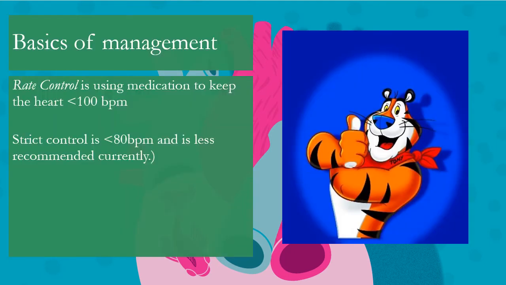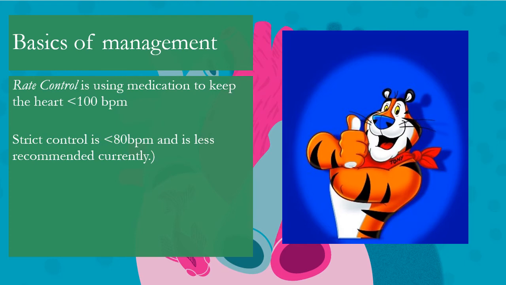The alternative strategy is rate control. Okay, and that's using medication to keep the heart less than 100 beats per minute, or at least to keep it from being tachycardic. The less than 100 BPM, that's a relatively newer recommendation.